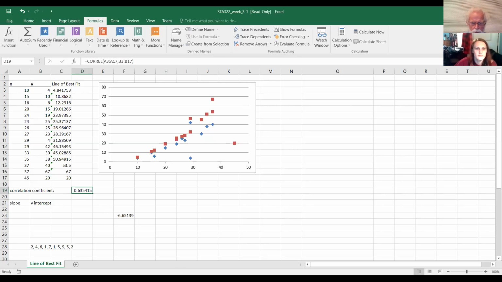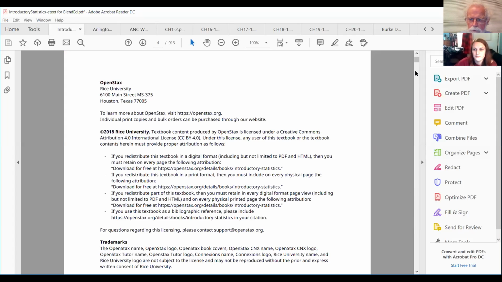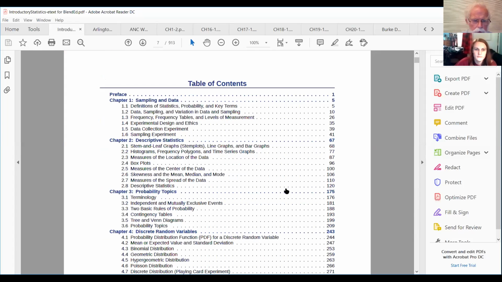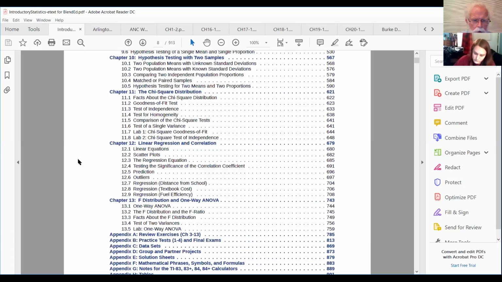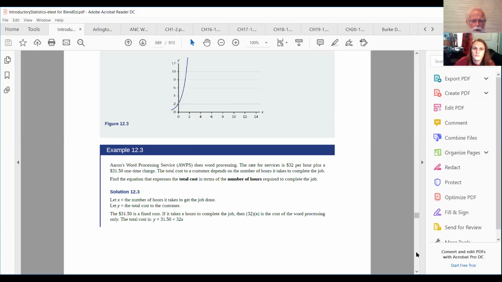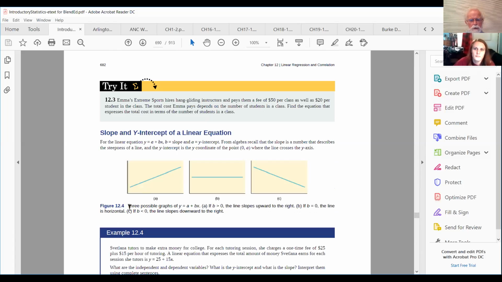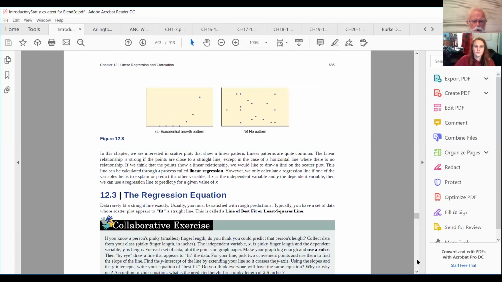If we go back to the textbook, let me bring this up as part of the share. I'm going to go back up to chapter 12, which was correlation. And remember the correlation coefficient, there were some rules. Let's get down to where they're talking about that.